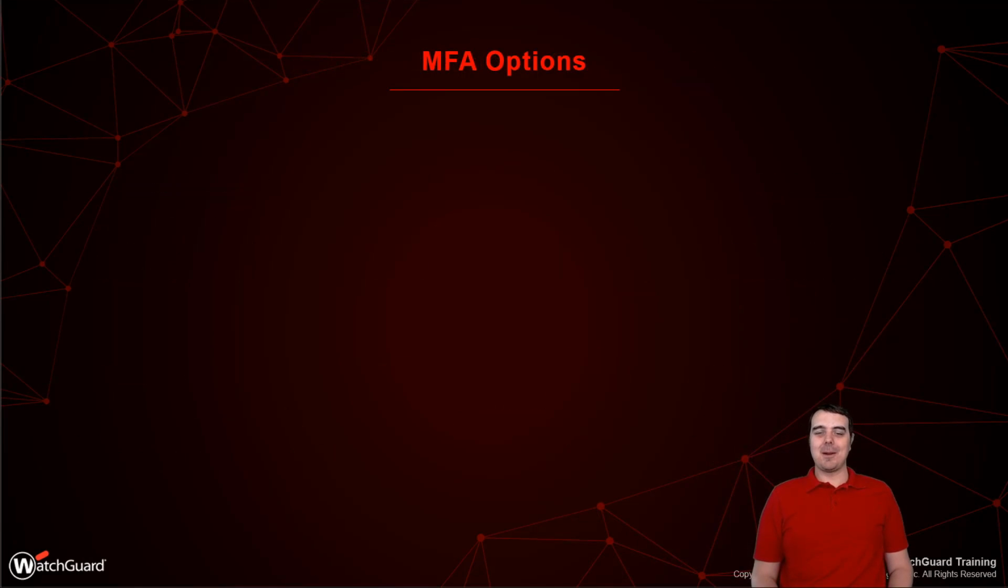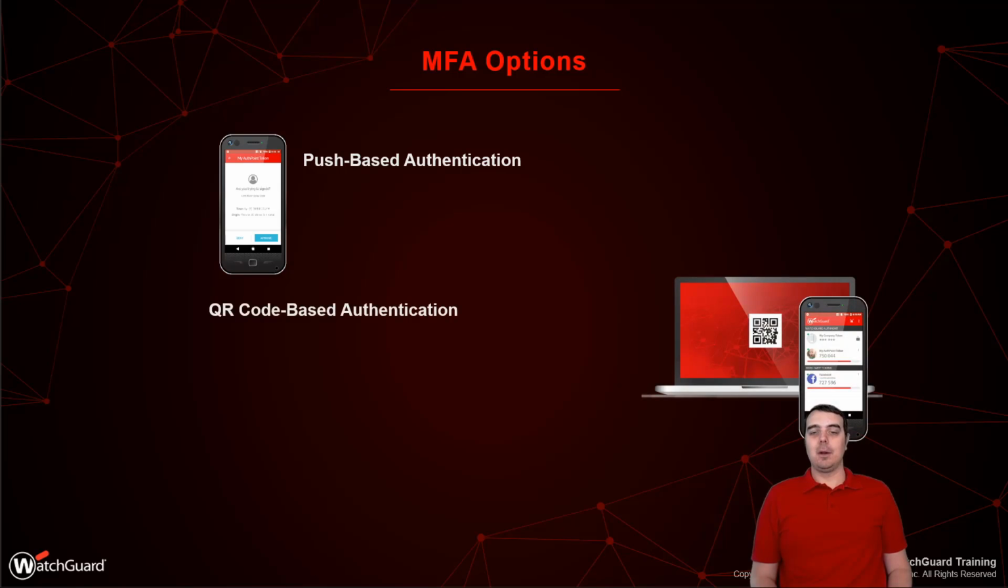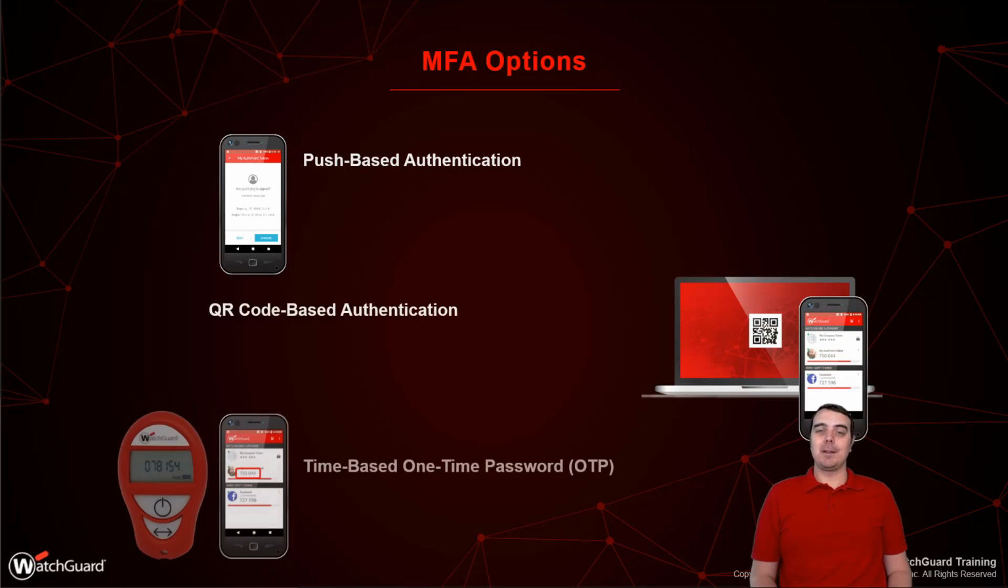Now let's talk about how users authenticate with AuthPoint. There are three different options for how users can provide their second factor of authentication. They can approve a push notification on their phone, they can scan a QR code, or they can provide a one-time password.